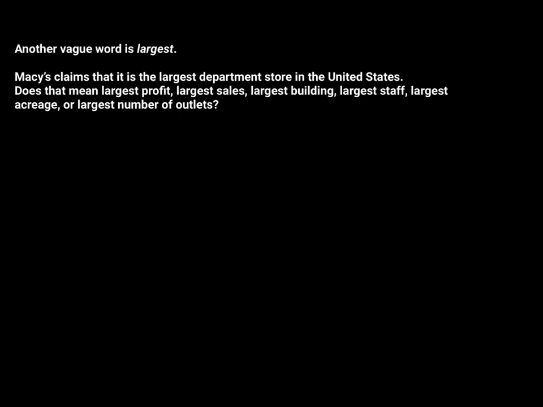Another word like average that is ambiguous is largest. For example, let's say Macy's claims that it is the largest department store in the US. Now, does that mean largest profit, largest sales, largest building, largest staff, largest acreage, largest number of outlets? Who knows, right? So that's very ambiguous.